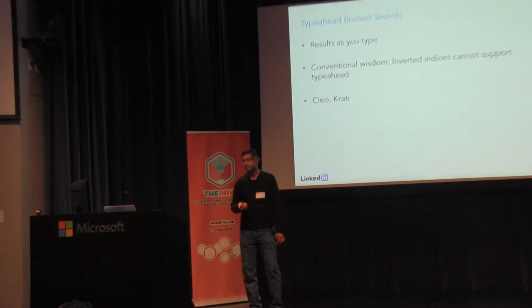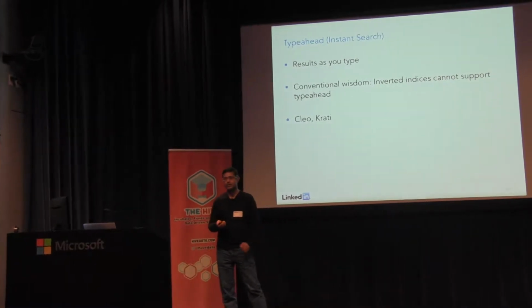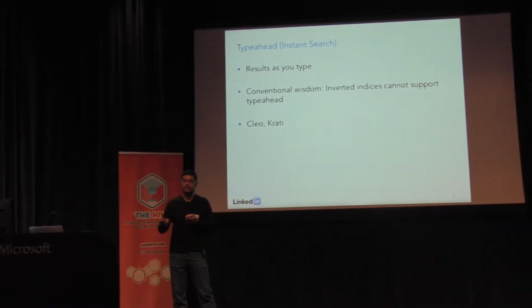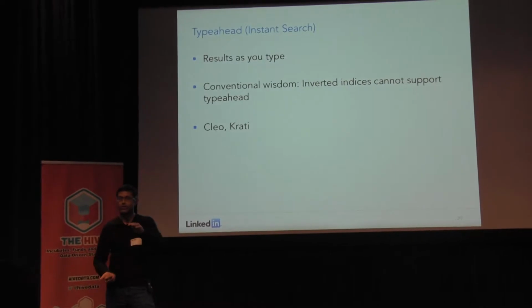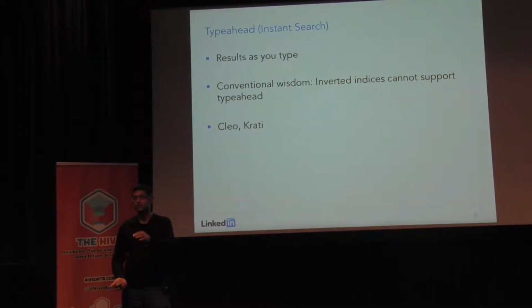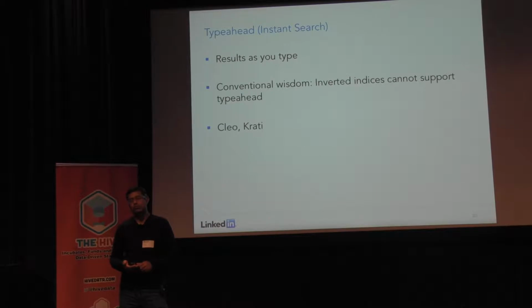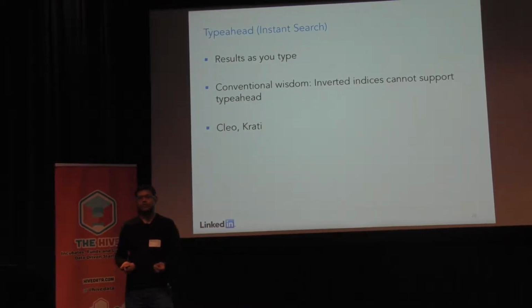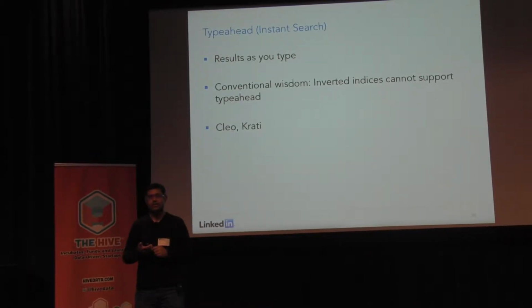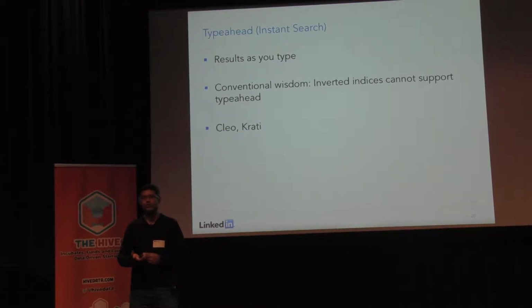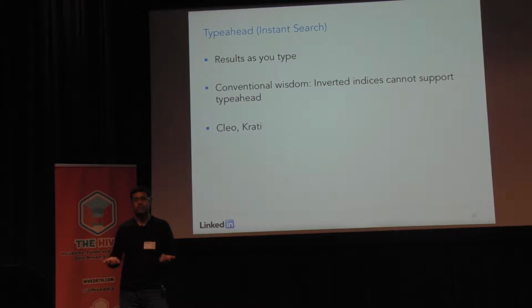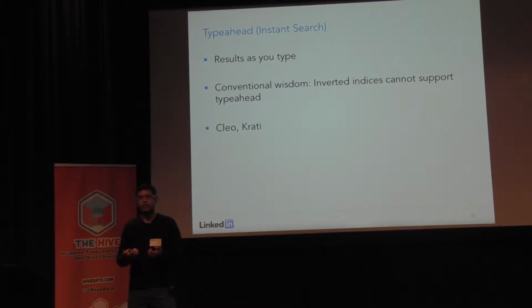Finally, type ahead. Type ahead or instant search is search as you type. So as you type characters, you get a drop-down box and the results keep showing up. And as you type, every character you type creates a different set of results. So conventional wisdom, unfortunately, is that you cannot use a Lucene-like system to support type ahead. You see that in university courses, and you see that in textbooks, and companies have made that assumption and therefore built totally different systems to support type ahead.